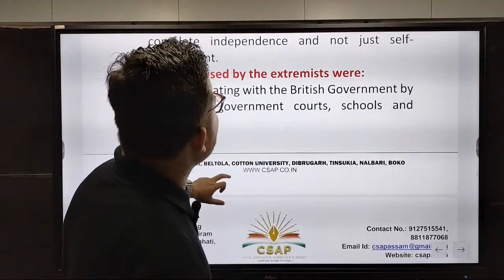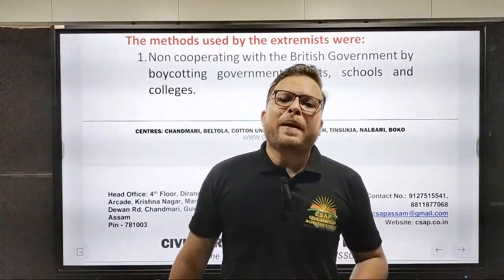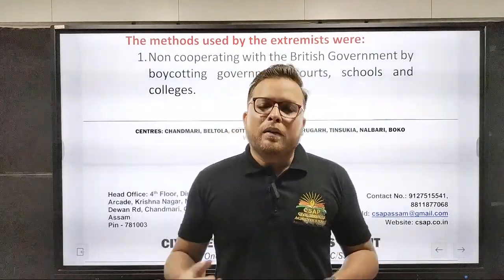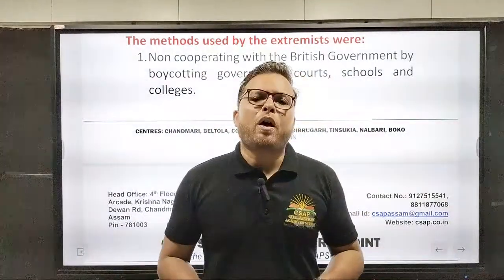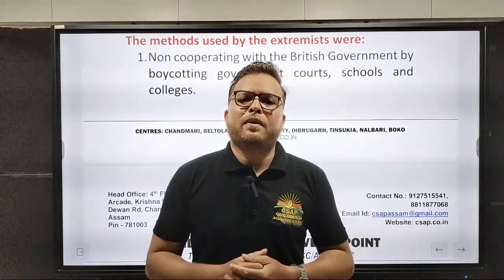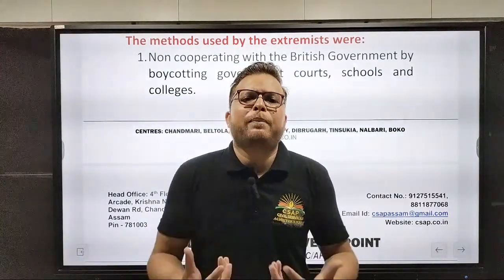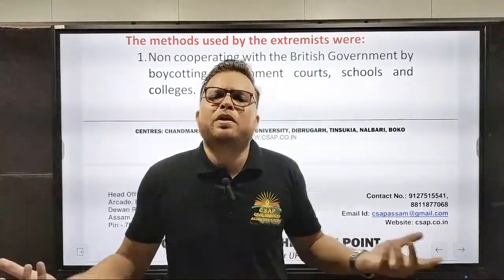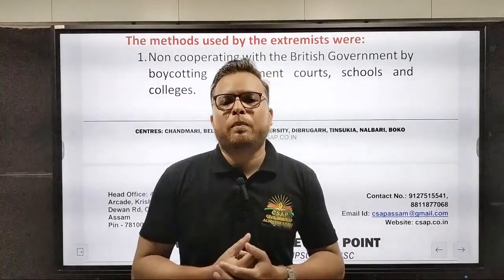See the methods used by the extremists. What was their modus operandi? Their methods included boycott, rallies, hunger strikes, industrial strikes. All these were their methods. By 21st century standards, those were not undemocratic, but they were just a bit different from the methods being adopted by the moderates. And the moderates were also not wrong in their own place, and the extremists were also not wrong in their own place.